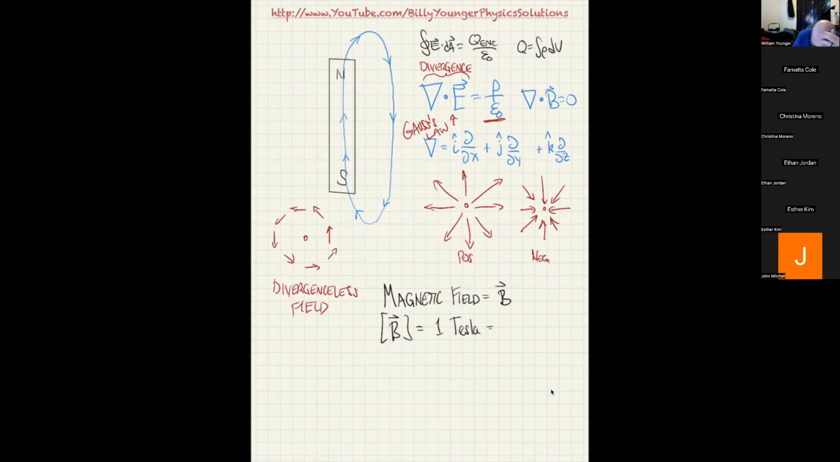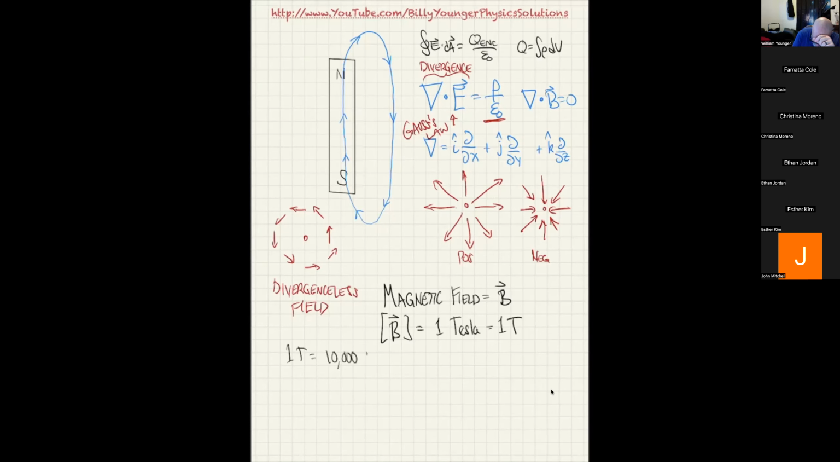Now a Tesla is a big unit. For instance, an MRI that you use for checking whether or not your labrum of your shoulder is still intact might use on the order of a 1.2, 1.5 Tesla magnet. That's super strong. The Earth's magnetic field is about a half a Gauss, and a Tesla is 10,000 Gauss. So 1 Tesla equals 10,000 Gauss.